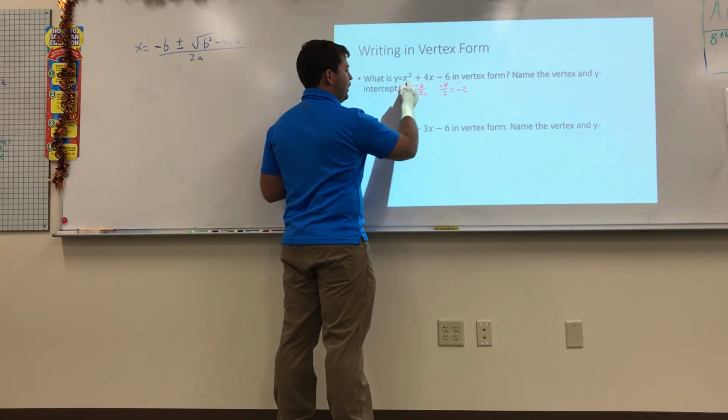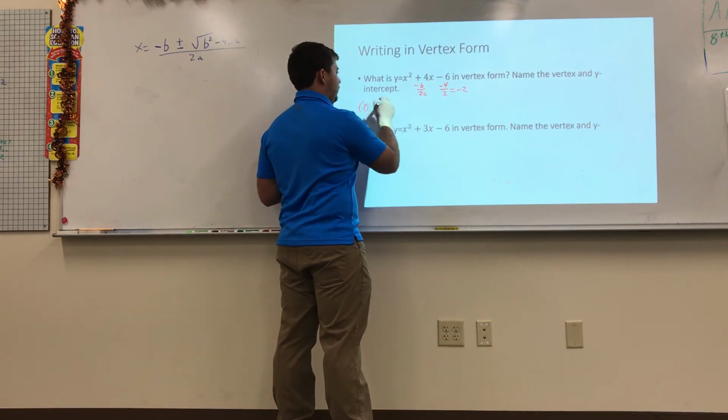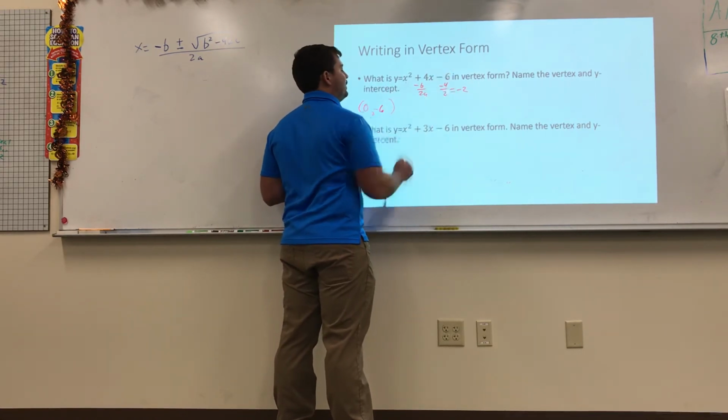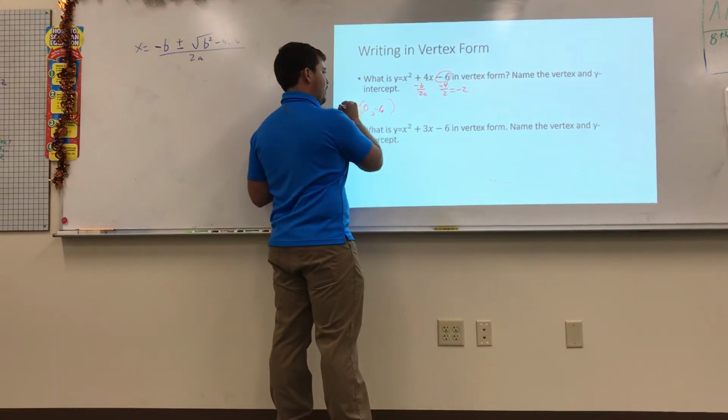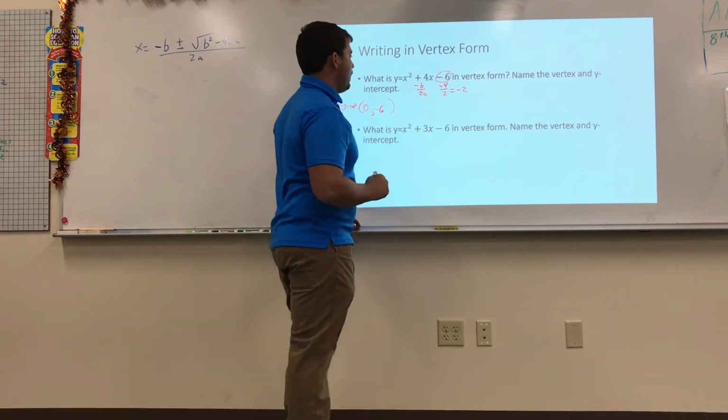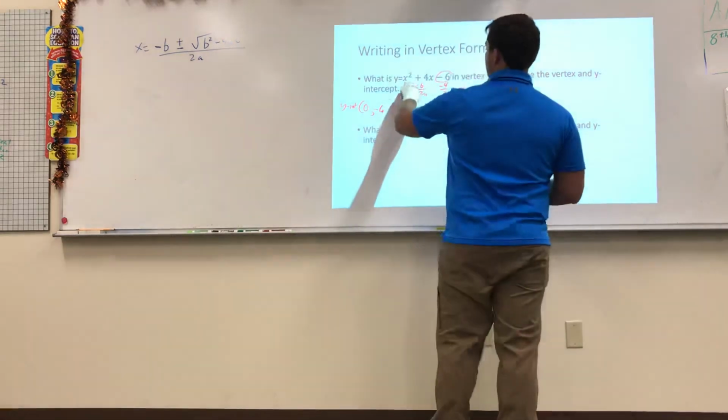Alright, if you remember, the y-intercept is negative 6, and that's at 0, because the y-intercept is always going to be at c, which is right here. So this is my y-intercept. Okay, I got me negative 2 for my vertex.